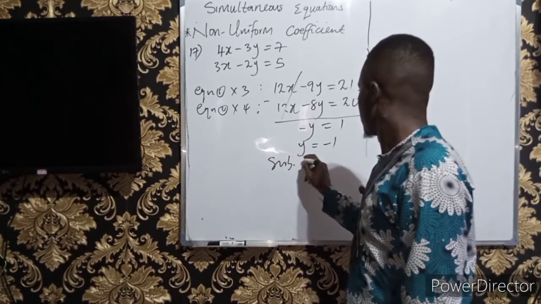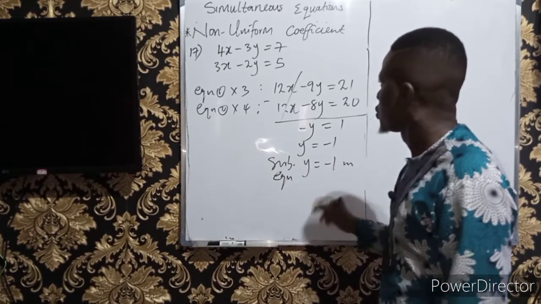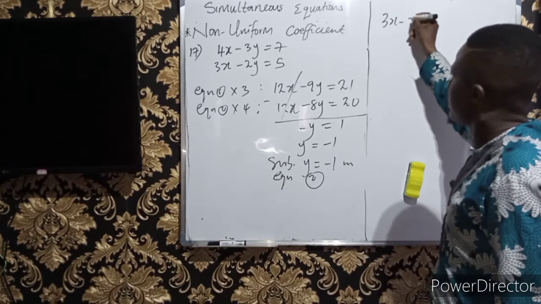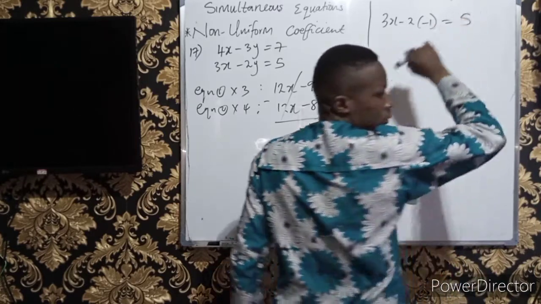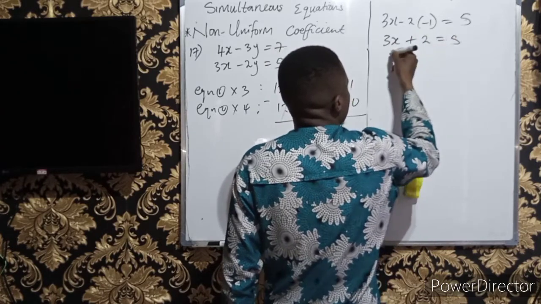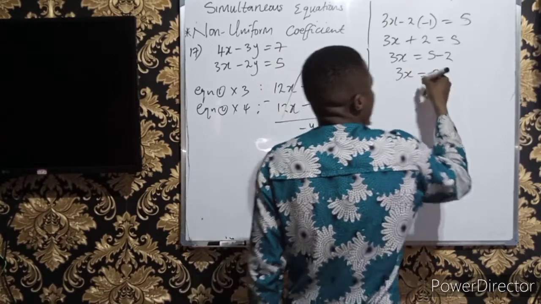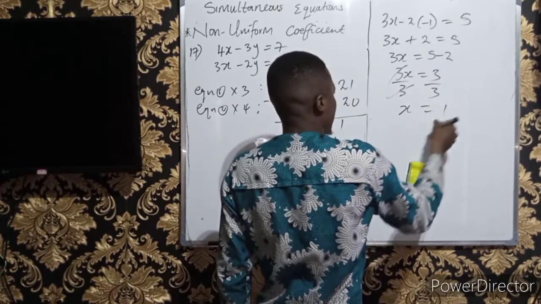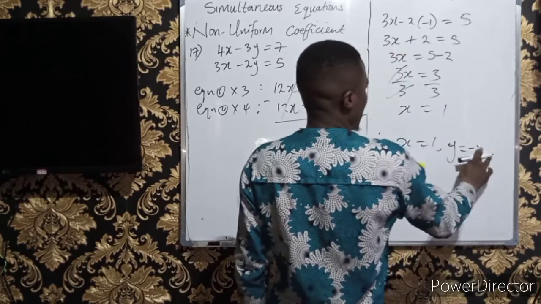Now, substitute y equal to minus 1 in equation 2. Okay? You can put it in anywhere you like. So we shall have 3x minus 2 bracket minus 1 is 5. So this will give us 3x plus 2 is 5. 3x is 5 minus 2. 3x is 3. So I'll divide by 3. So x is 1. So therefore, you've seen that x is 1 and y is negative 1.